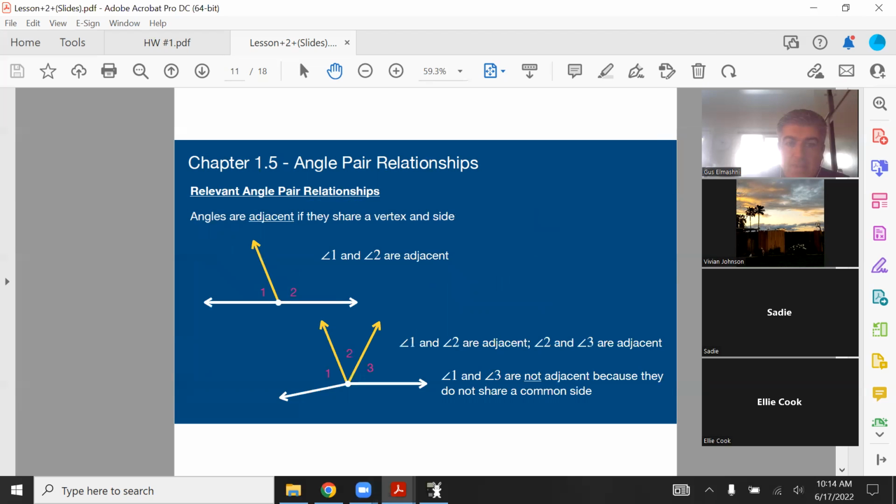Adjacent means next to. So what's next to angle 1? Obviously angle 2. So they're adjacent. 1 and 2 are adjacent. 2 and 3 are adjacent. But 1 and 3 are not, because they're not next to each other. So it's just another term. Adjacent means next to. That's all it is.